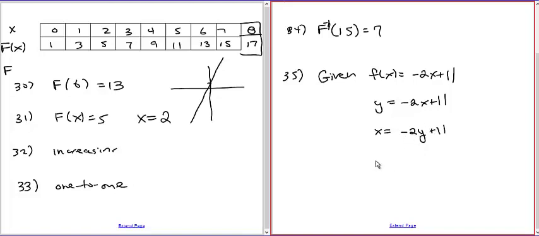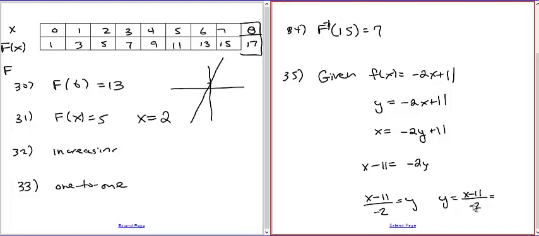Solve for y. So we'll subtract 11 from both sides. Subtracting 11 gives me 0. Subtracting 11 gives me that. And then to divide by negative 2, so I'll get x minus 11 over negative 2 is equal to y, or y is equal to x minus 11 over negative 2.